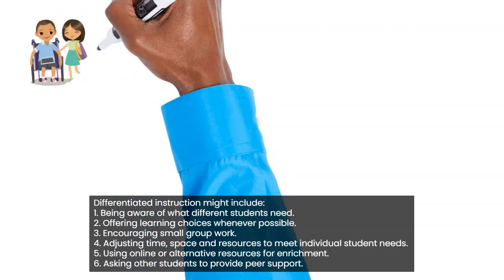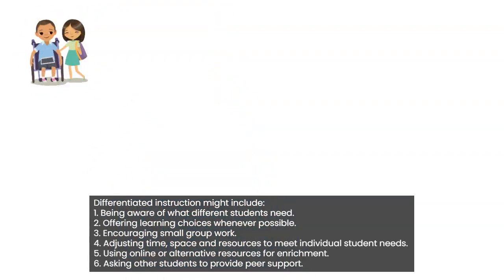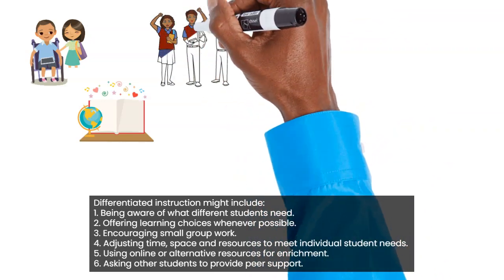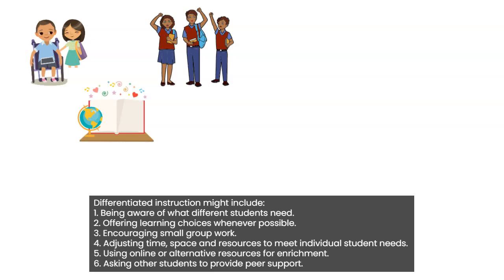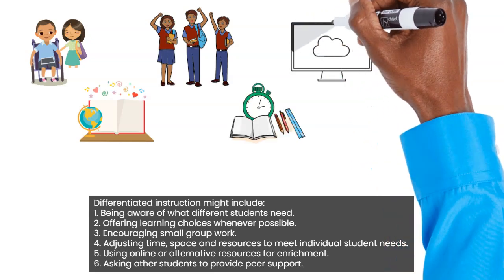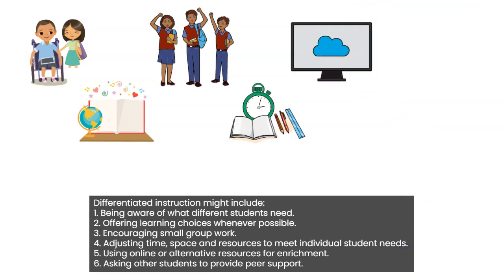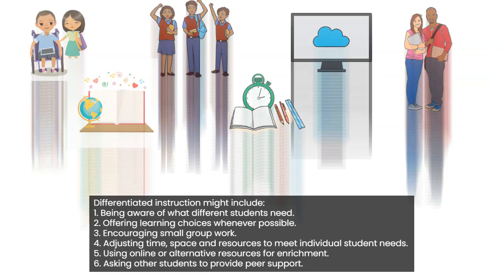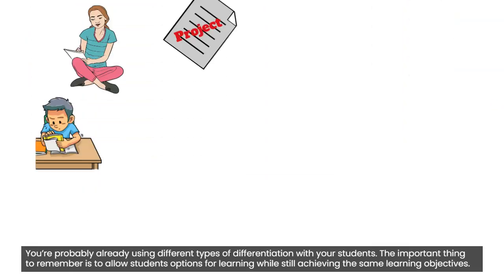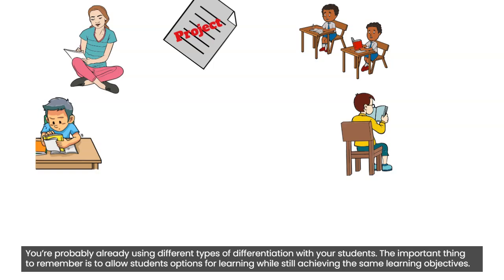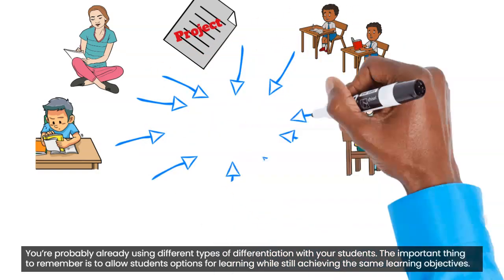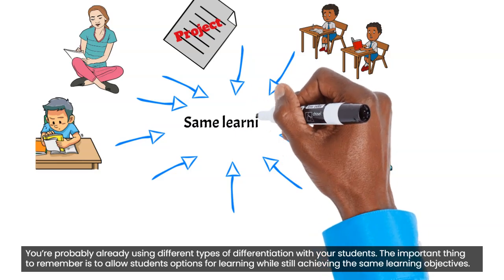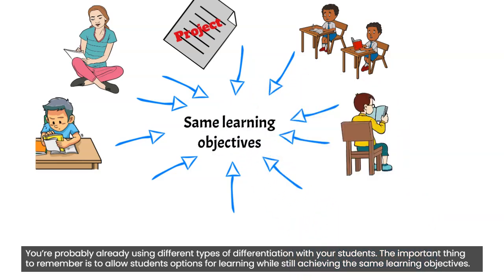Differentiated instruction might include being aware of what different students need, offering learning choices whenever possible, encouraging small group work, adjusting time, space, and resources to meet individual student needs, using online or alternative resources for enrichment, or asking other students to provide peer support. You're probably already using different types of differentiation with your students. The important thing to remember is to allow students options for learning while still achieving the same learning objectives.